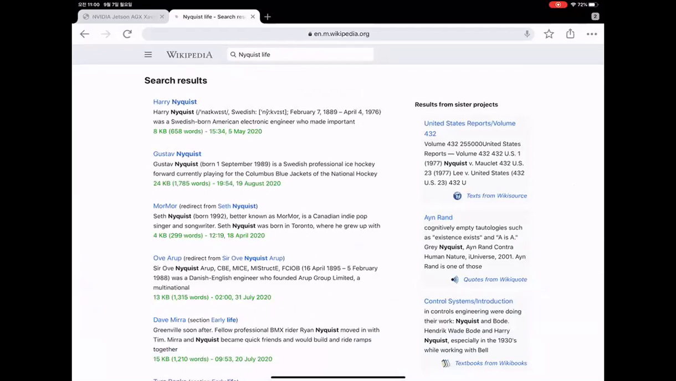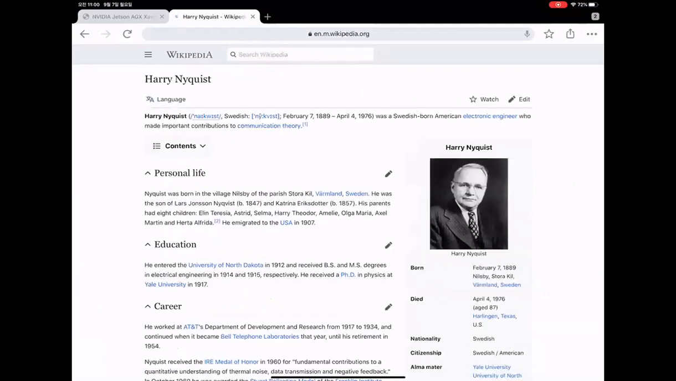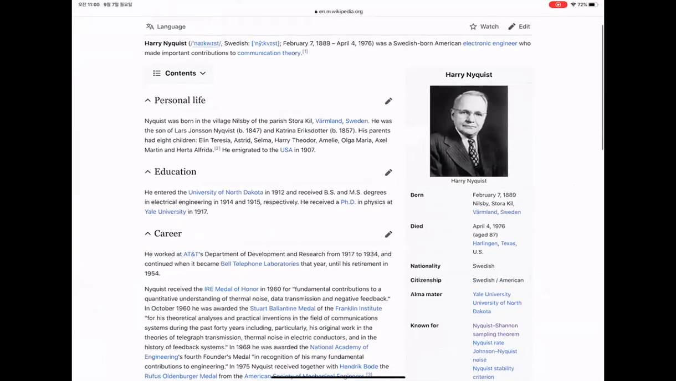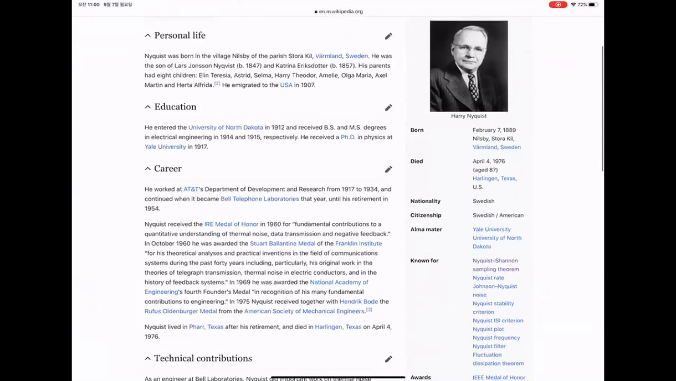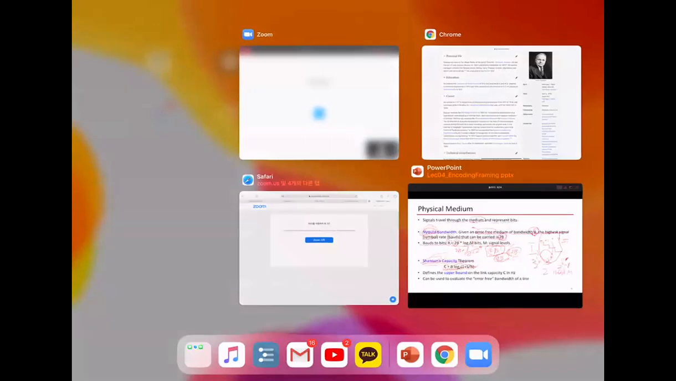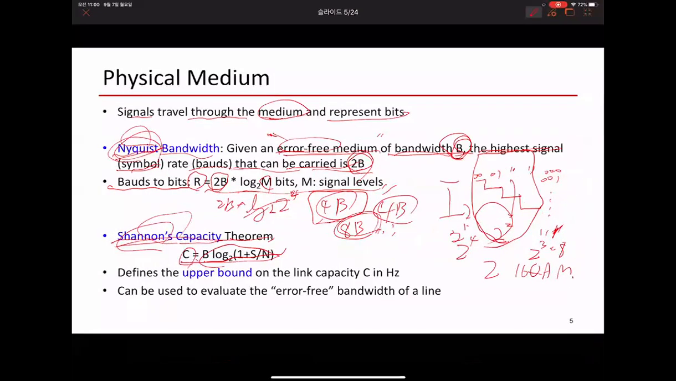Okay, so this character, he was born in 1889, and he published from 1917 to 1934. So about 100 years ago, and we still follow his theorem. So Nyquist and Shannon defined the upper bound.